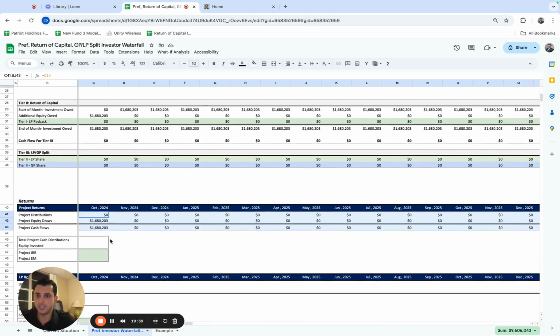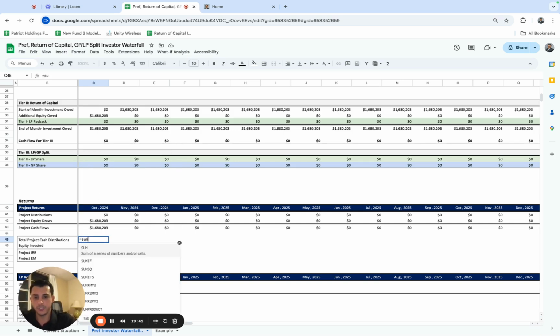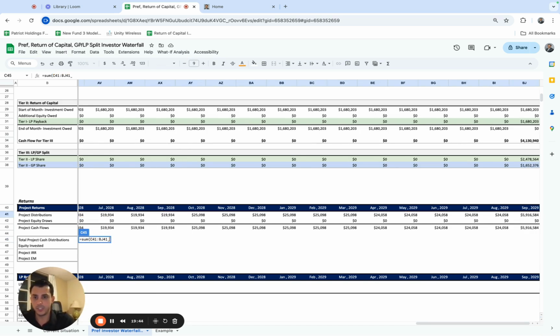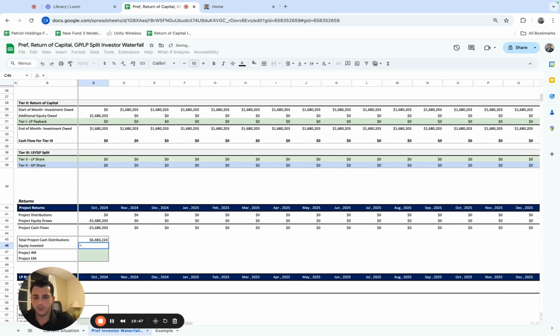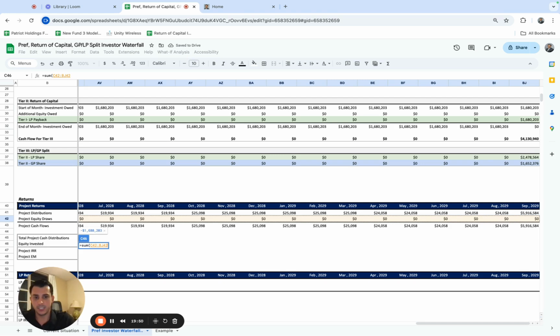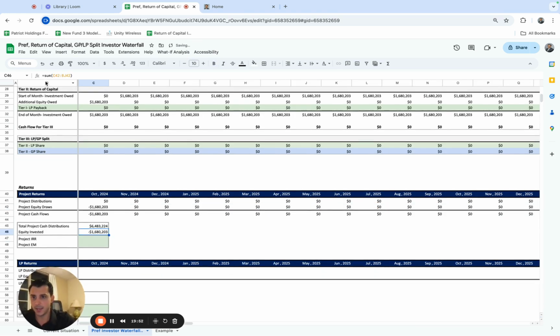And what we want to do now is total project cash distributions. We want to sum all the distributions. Perfect. What's the equity invested? You want to sum all of that. Let's make that a positive number. Okay, let's do the equity multiple first. It's going to be your distributions divided by investment, 3.86 equity multiple. And then let's do the project IRR. I say this in all the other videos. I want to make sure I'm very clear with this. Do not use IRR in Excel or in Google Sheets. You want to use XIRR.